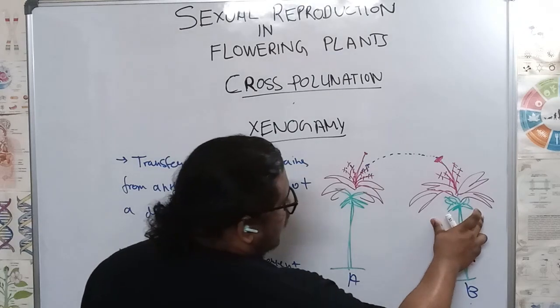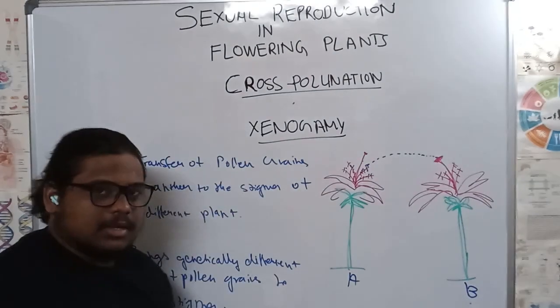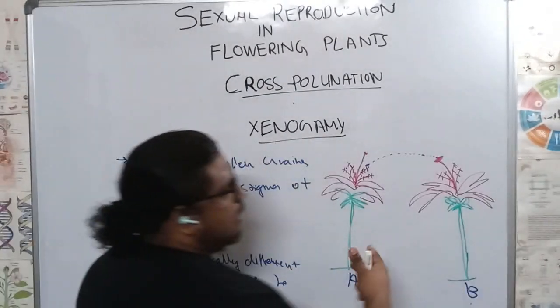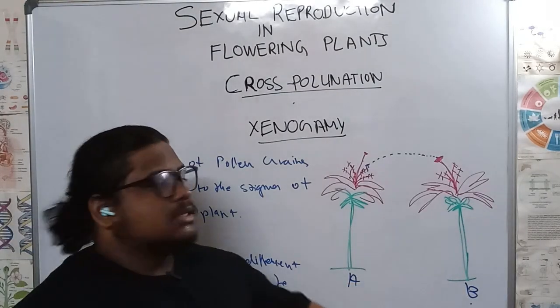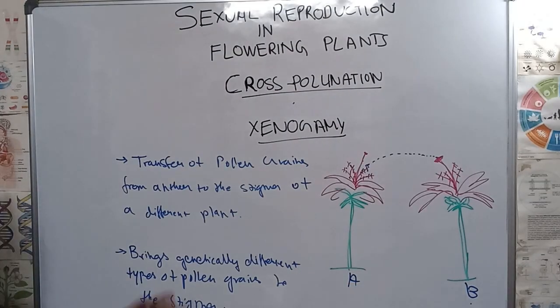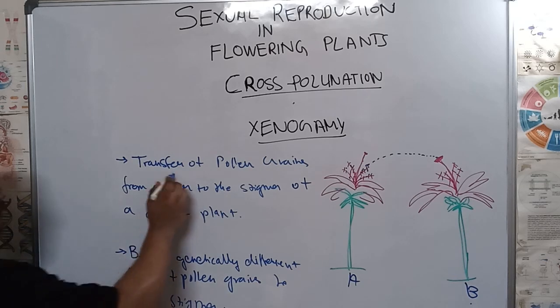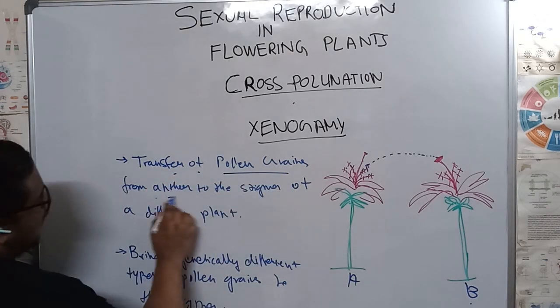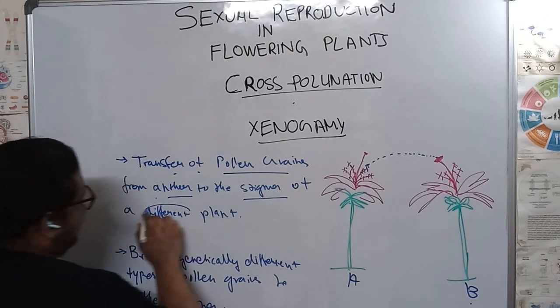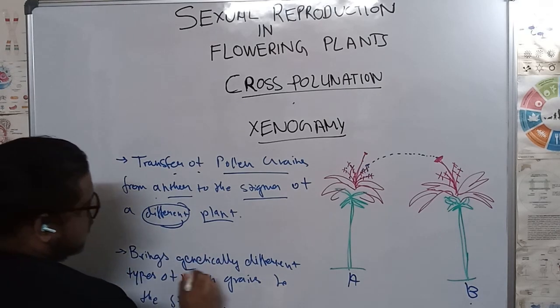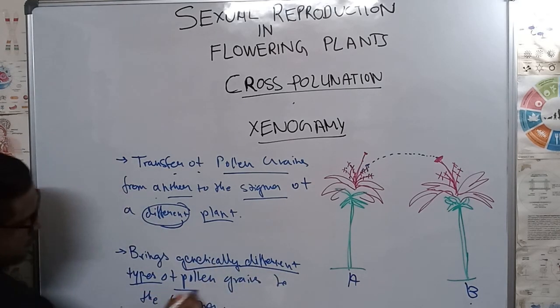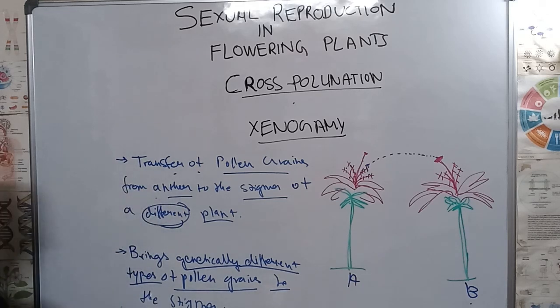ये जो flower होगा वो होगा तो same species का ही, but it will be genetically different, it will be a little bit different and pollination will take place. So xenogamy can be defined as the transfer of pollen grains from anther to the stigma of a different plant, and it brings genetically different types of pollen grains to the stigma of another flower of another plant.